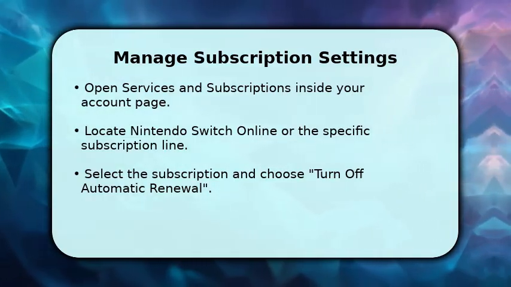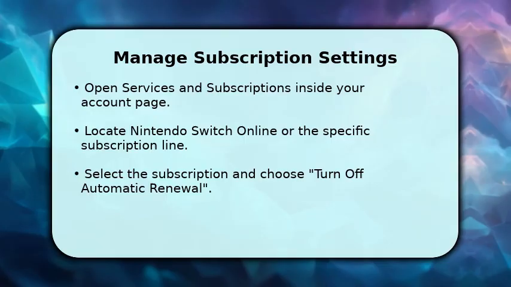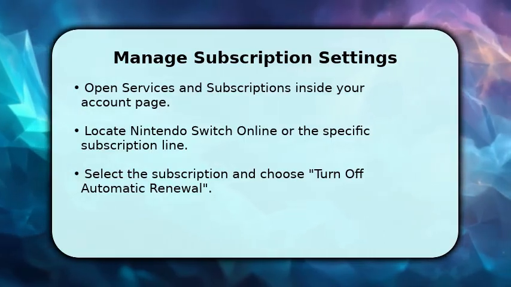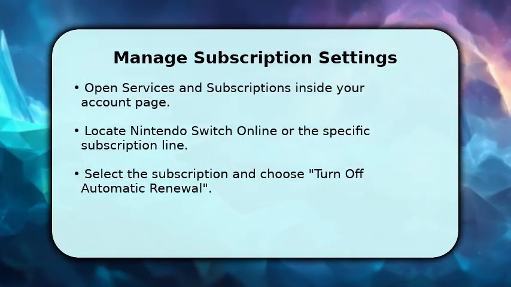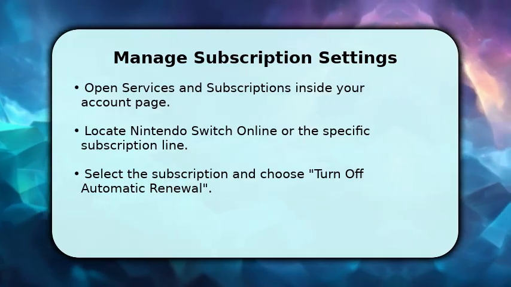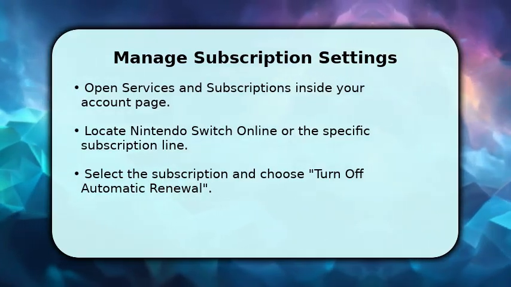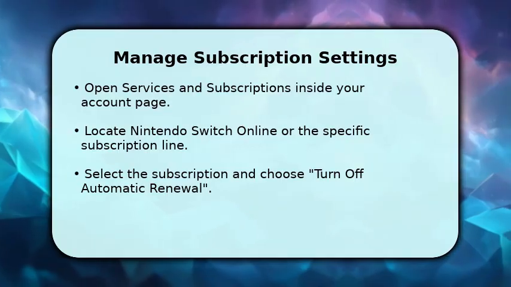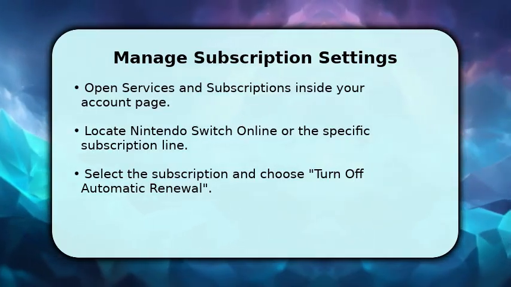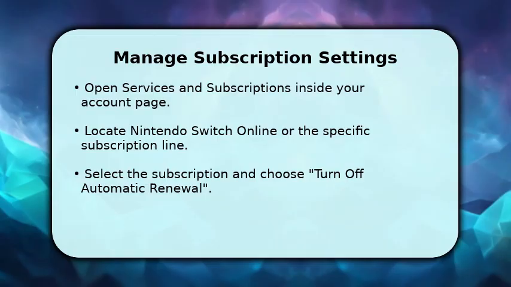You'll see next billing date, plan type, and an automatic renewal toggle. Tap or select Turn off automatic renewal and confirm on the prompt. This stops future charges while preserving access until the paid period ends. Once done, return to the subscriptions list to double-check the status reads auto-renewal off.